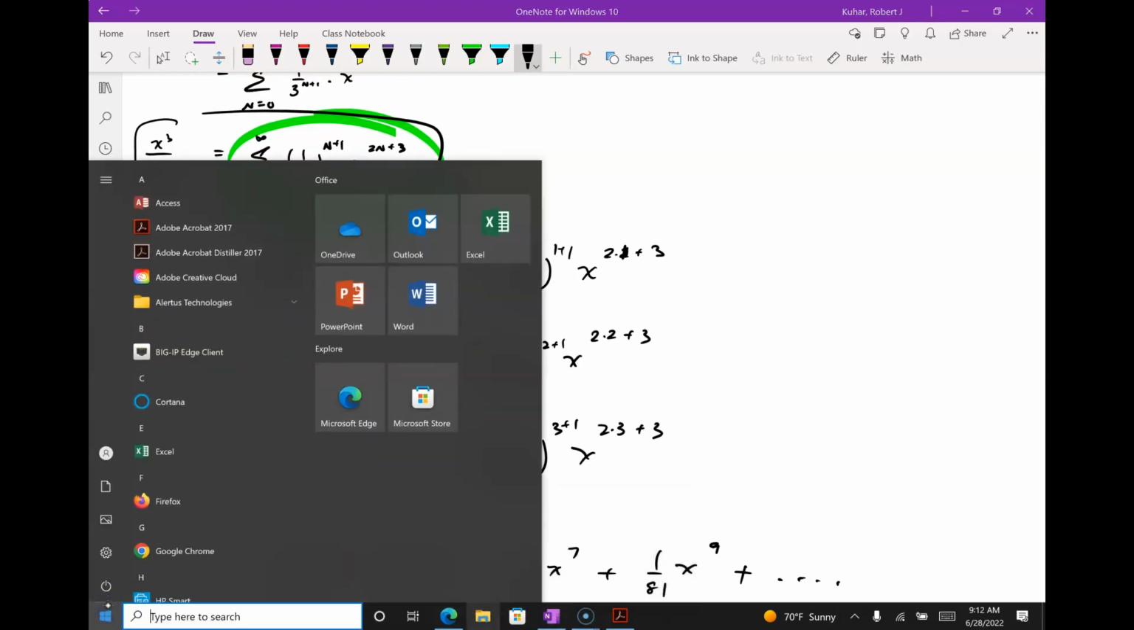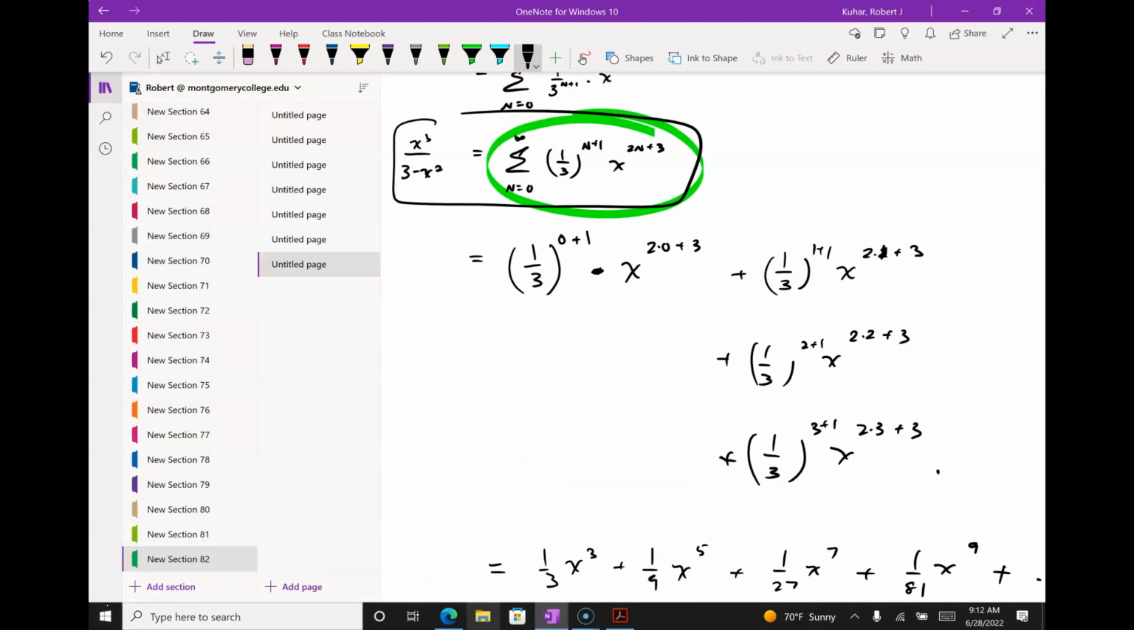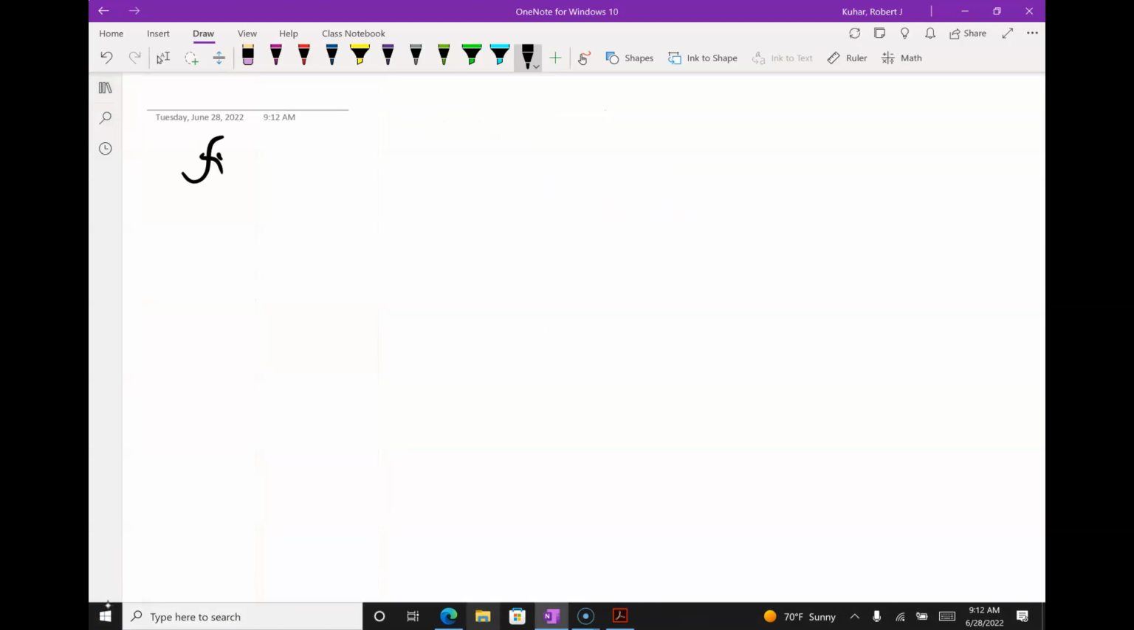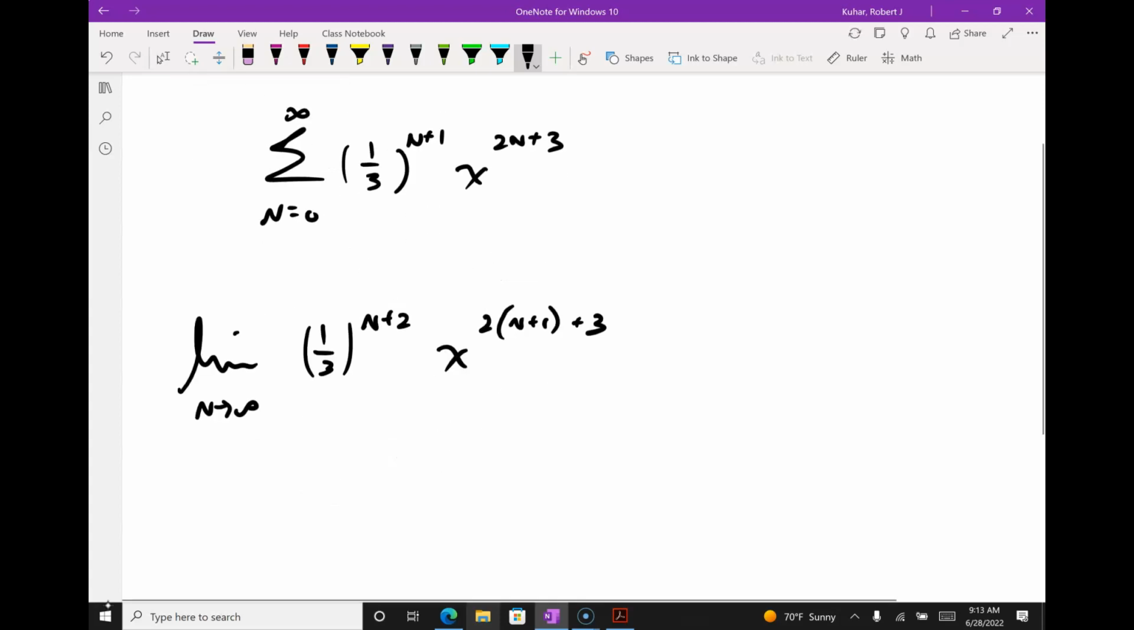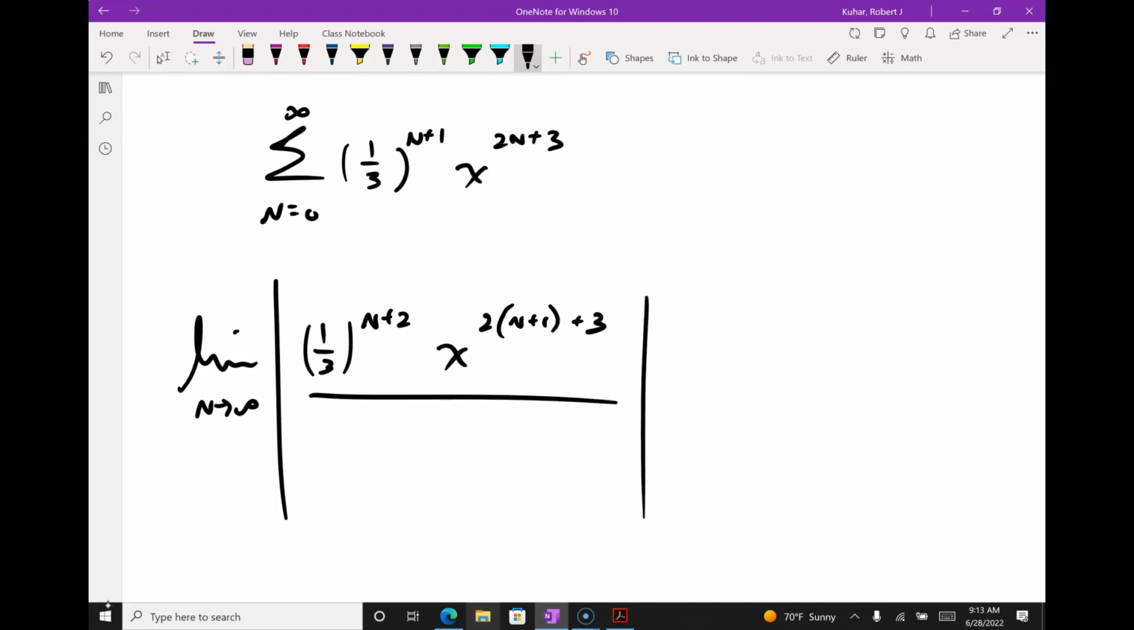I'll write it over on a new page. So I'm looking at the limit as n goes to infinity of 1/3 to the n plus 2, x to the 2 times n plus 1, all plus 3, all divided by that original piece.